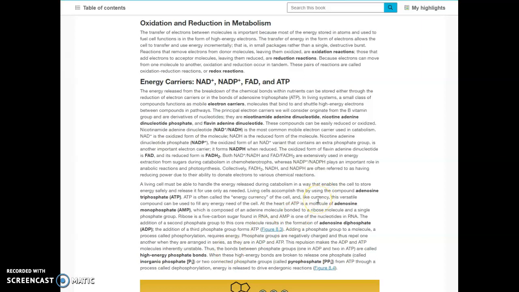NAD and FAD are used very extensively in catabolism in chemoheterotrophs. NADP, NADPH, we more often see in photosynthesis, for those phototrophs that we talked about a while ago.